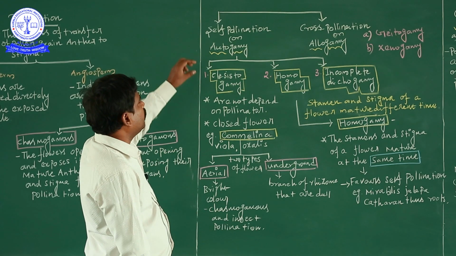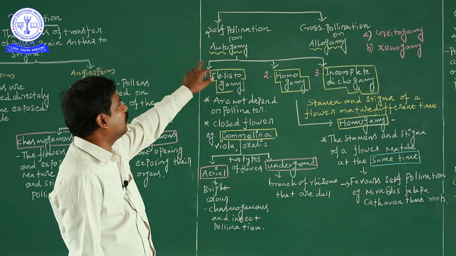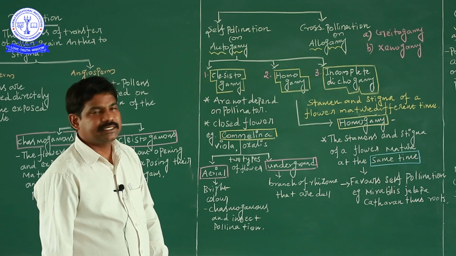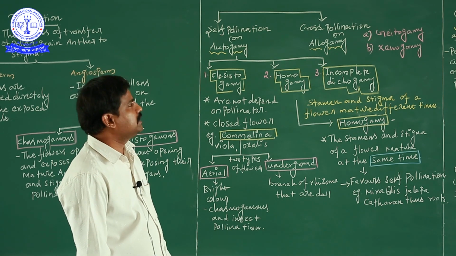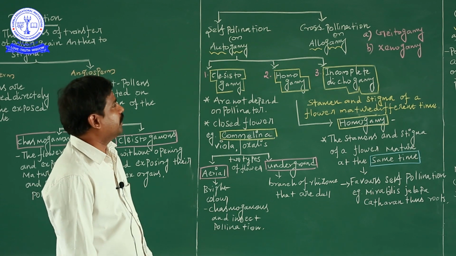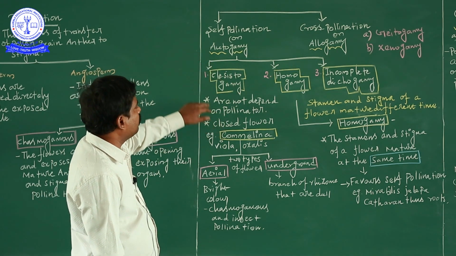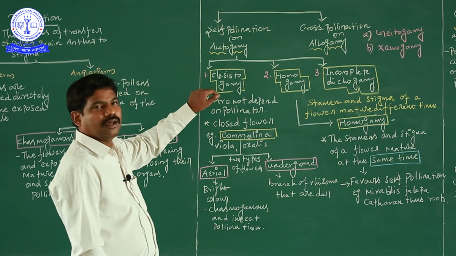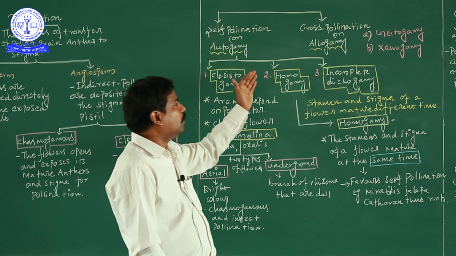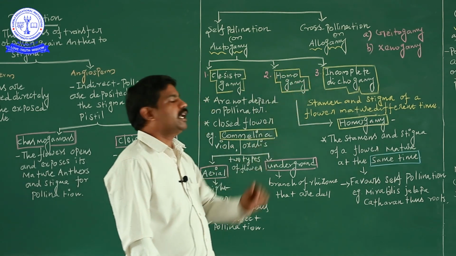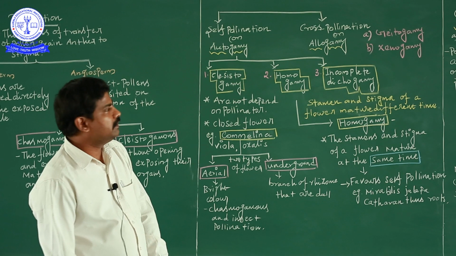Okay, and then the next character, self pollination and then cross pollination. Self pollination, another name for it, is autogamy. Auto means self, and allo means different. First of all, the flower characteristics are differentiated into three types. First one, cleistogamous flower, which I have already said, and then homogamy. Homo means same, and then incomplete dichogamy.